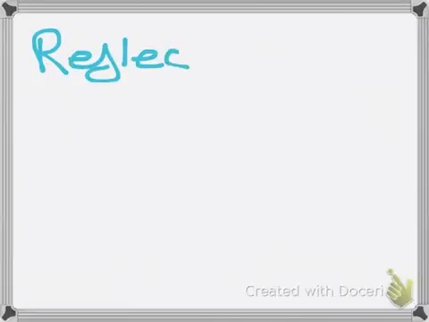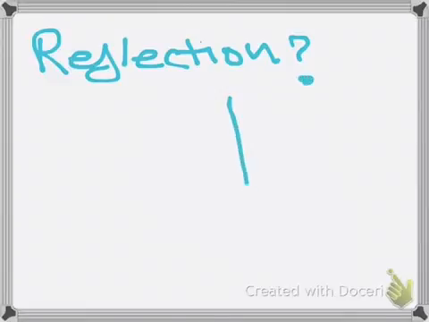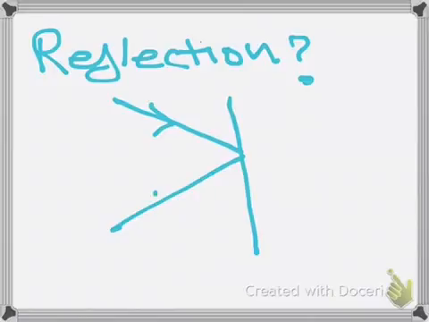So again, what is reflection? Reflection is basically the bouncing back of light after it hits a surface. So this is the incident ray, and it bounces back after it hits a mirror. So this is reflection, after light meets a smooth, shiny surface, I should say.